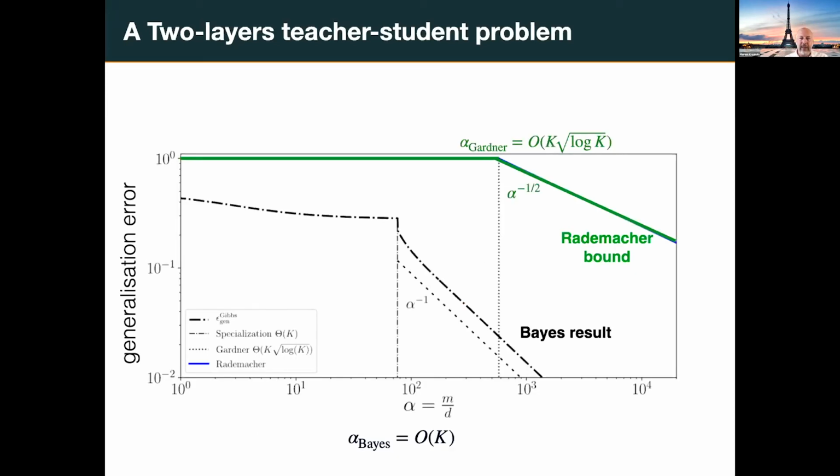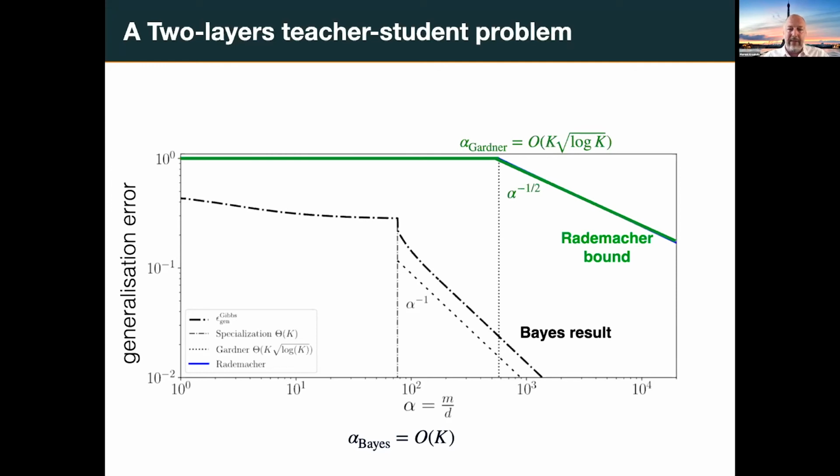You can repeat most of this computation, even though it gets really tricky. And again, you can observe interesting phenomena and a clear difference between what happens with worst case uniform bound analysis and, in that case, the Bayes optimal result. So briefly, what happens is that the Rademacher bound starts to give you something non-trivial when alpha is larger than order k square root of log k, where k here is the number of neurons in the first layer.